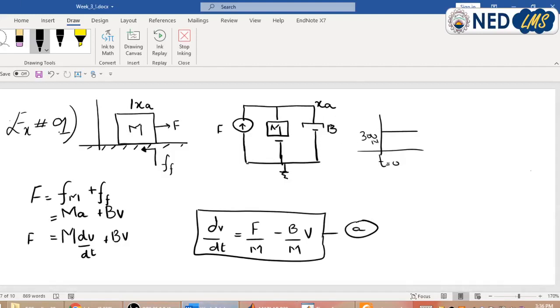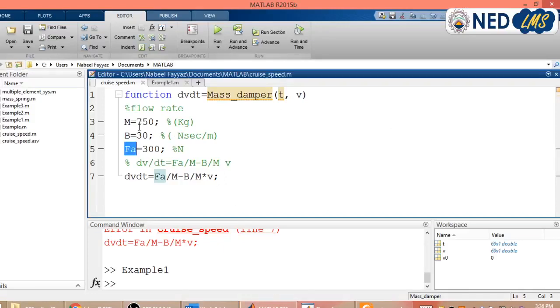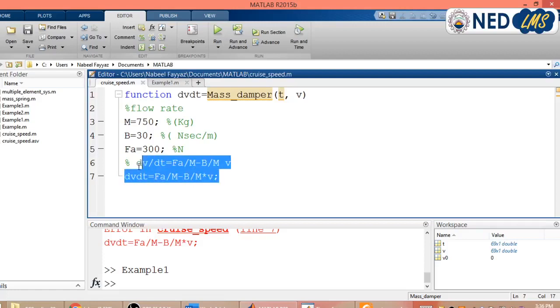So here these are the element values. The differential equation which we want to represent is dv by dt equals Fa over m minus b over m times v. We write dv by dt here as dv dt. No need to use this backslash here. For the differential equation we will use a backslash here in Fa over m minus b over m into v. This is basically our system differential equation. So we have defined our system here.